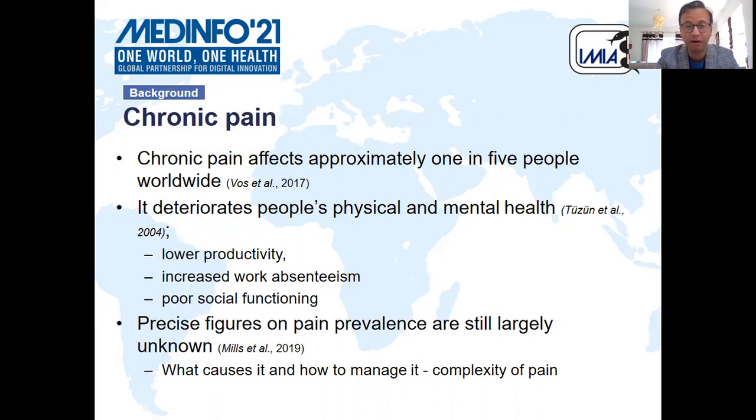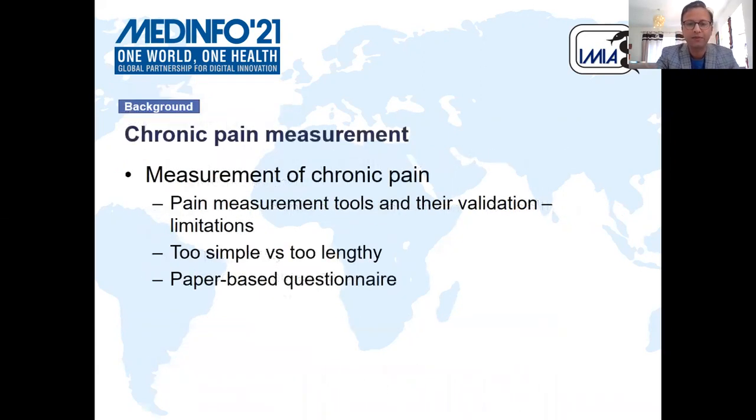Despite this huge impact of pain on individuals and society, the precise figures on pain prevalence are still unknown. It is also not known what causes chronic pain and how best to manage it. That's why pain measurement has become a complex subject to understand. To measure chronic pain, there are several tools available in the literature. There are some unidimensional tools, and other multidimensional tools.